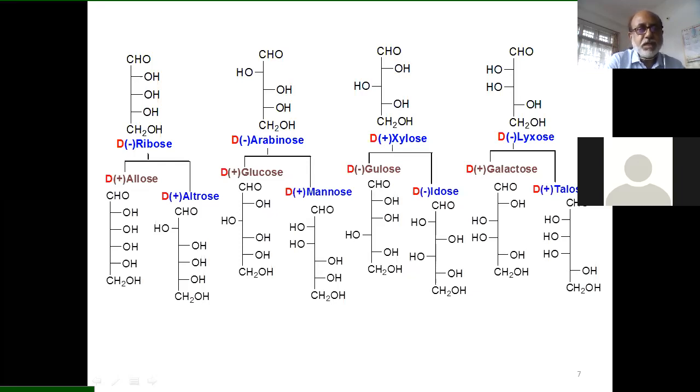Writing down their structures, these two which come from ribose will have this ribose part, three of them will have OH on the right hand side, both of them, and this first one will have OH on the right hand side, next one OH on the left hand side. Similarly for arabinose, you will be having glucose and mannose, so this part of the molecule will have the same structure in both of them, but the new configuration, first one OH on the right hand side, next one OH on the left hand side. So this way we have.